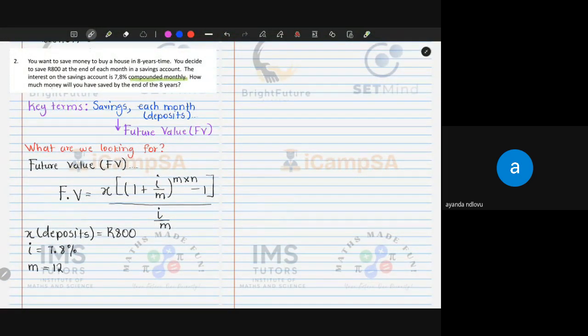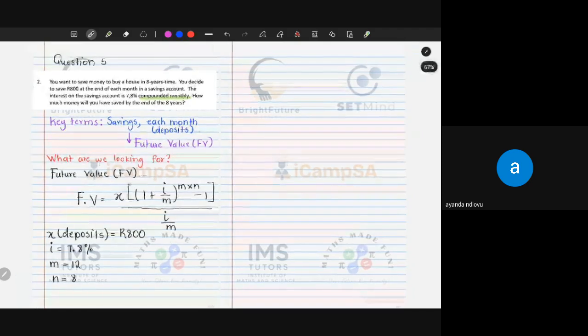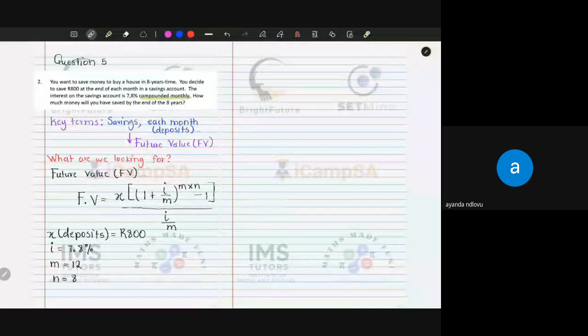So what is left? We have that. And what is N, guys? You can see in our formula it is N. 8. So we can now go and calculate our future value because they are asking, how much money are we going to have in the bank, guys?